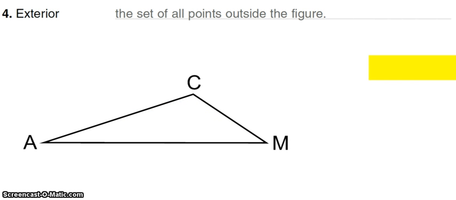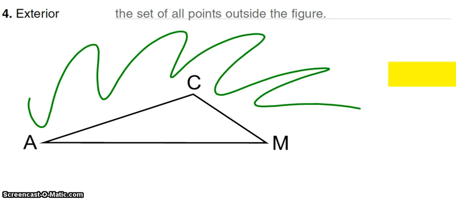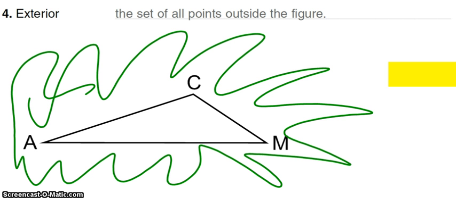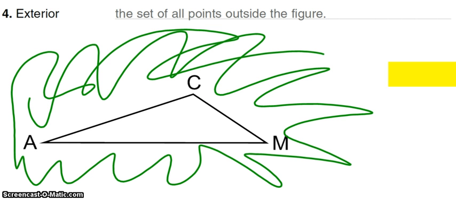Exterior. These are the set of all points outside the figure. So we're talking about the space, exterior, outside of the triangle. All of this right here, all that space is the exterior. Draw your diagram too, along with the definition.